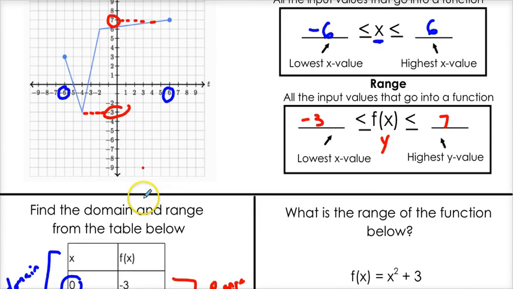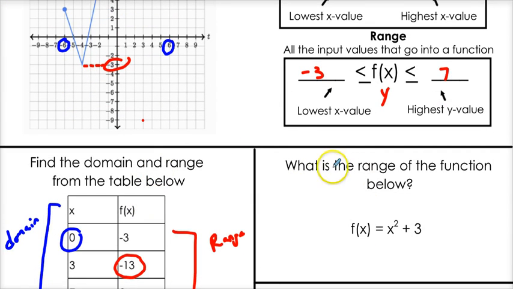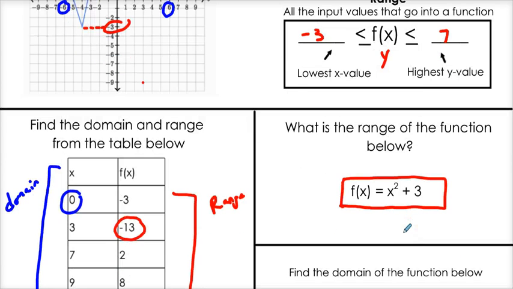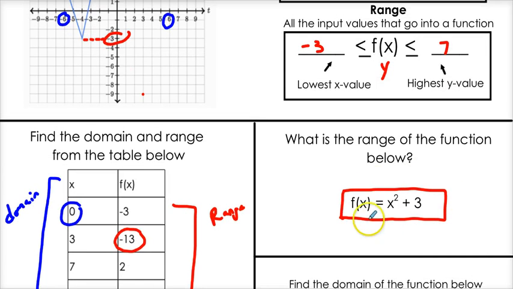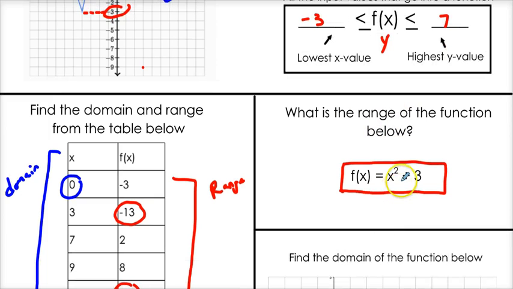Okay? Now this one gets interesting. What is the range of the function below? And this one is given to us as an equation. Now, hopefully you figured this out by now, but what are we going to do with this thing? Well, that's right. We're going to put it into the calculator to find the range, all right? And we're going to find our lowest number and our highest number, okay?